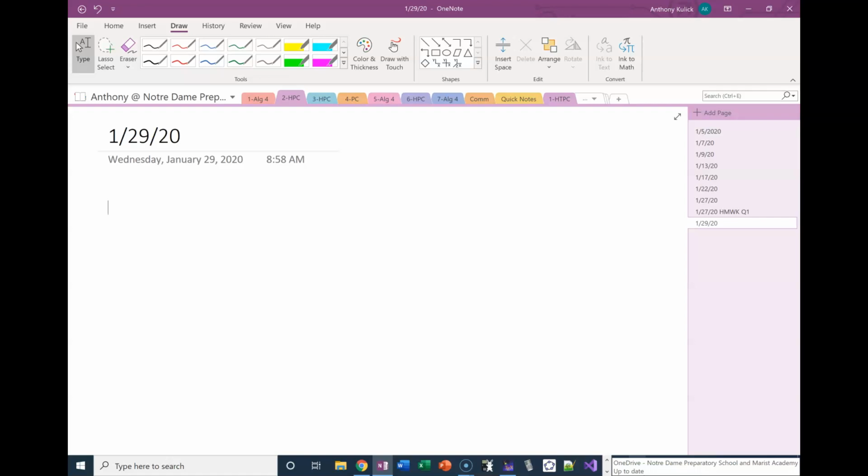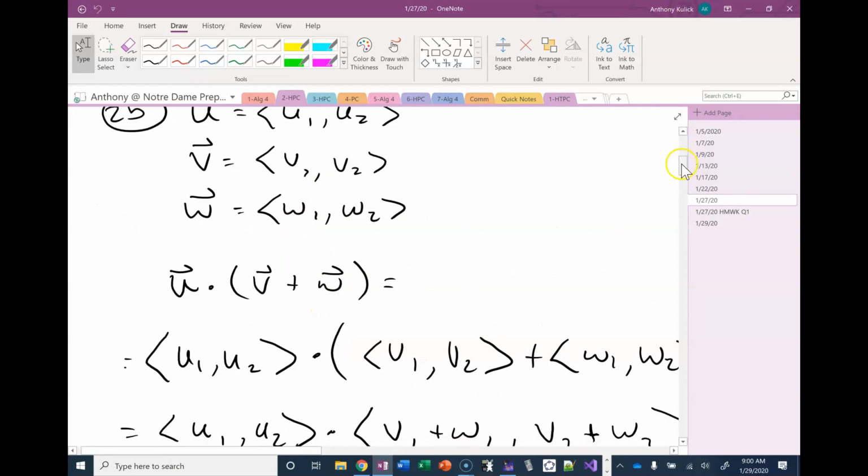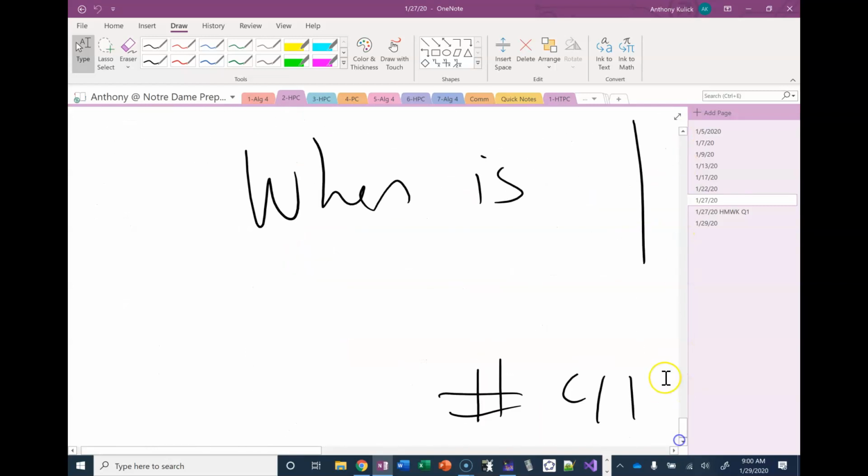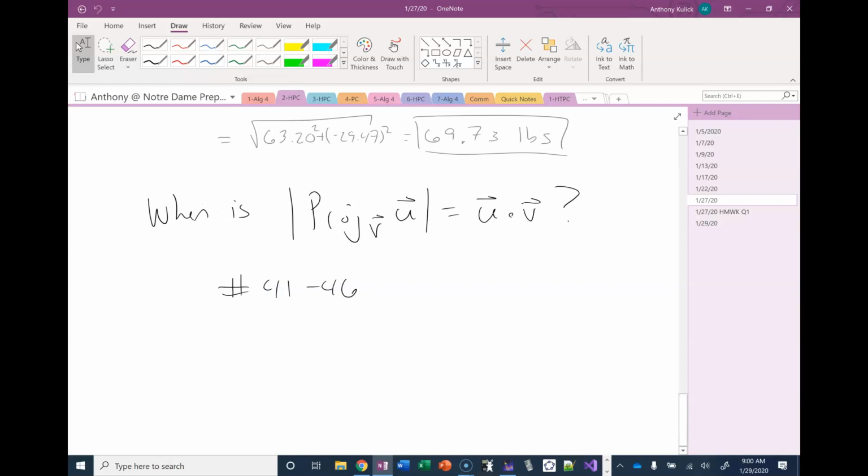So, today, picking up a little bit where we left off. I had posed one question to you guys at the end of the notes yesterday. And I asked you guys, when is the projection of U onto V equal to the dot product of UV?